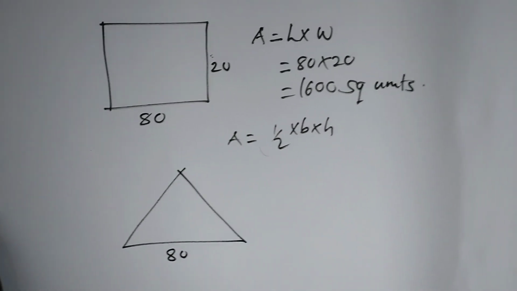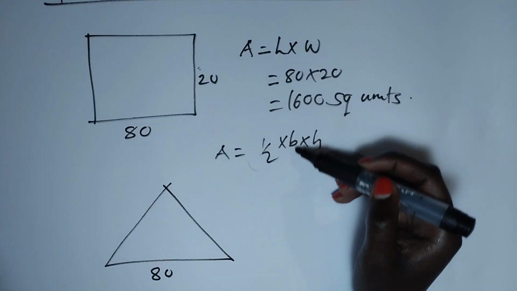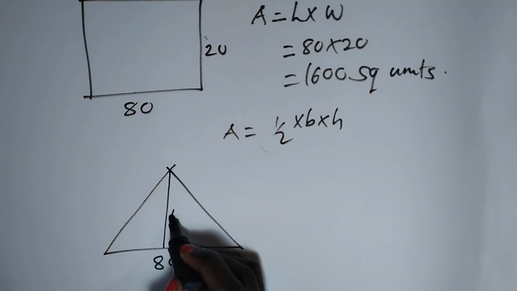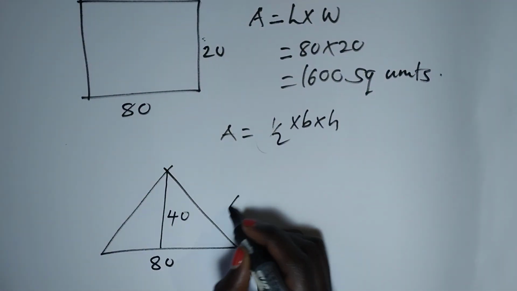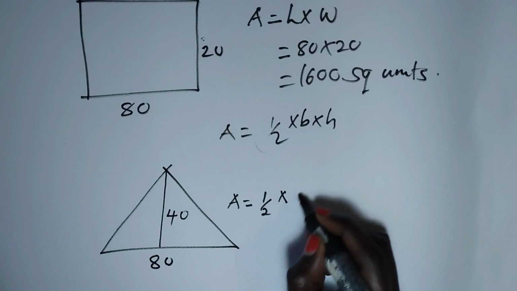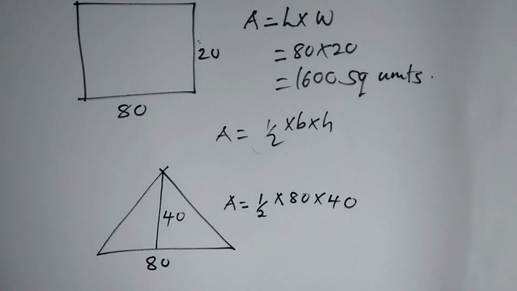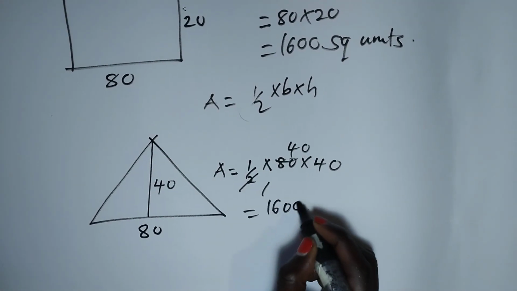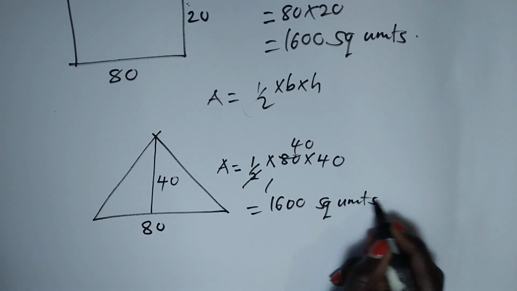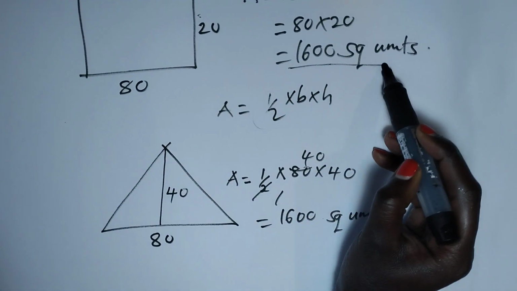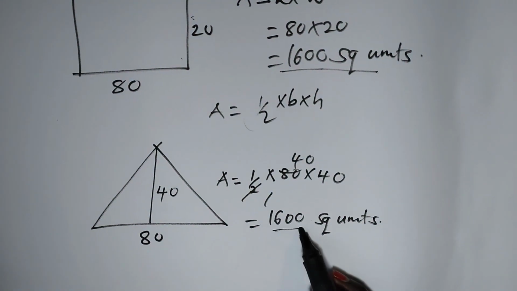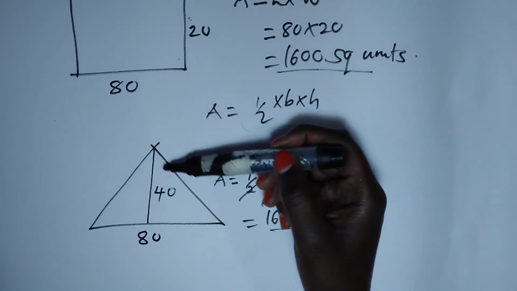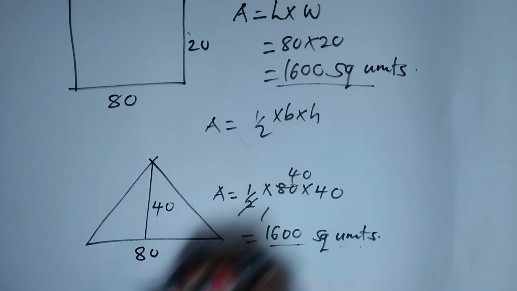So we can retain our base, which is 80, but this width, which is going to be our height, we are going to multiply by 2. So if we multiply it by 2, we have 40. So the area of our triangle will be half times base, which is 80, times height, which is 40. And as you can see, 40 times 40, we're going to have 1,600 square units. So in this case, you'll be having 1,600 square units in your rectangle and 1,600 square units in your triangle. So we'll be having now a triangle of the same area as the rectangle.